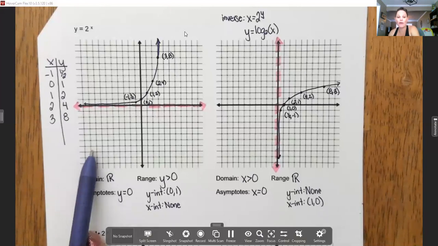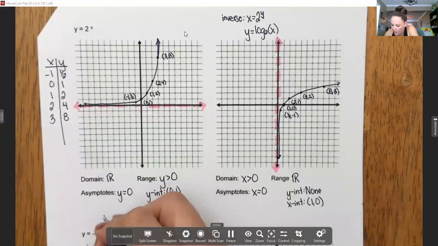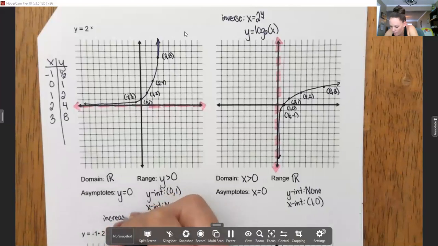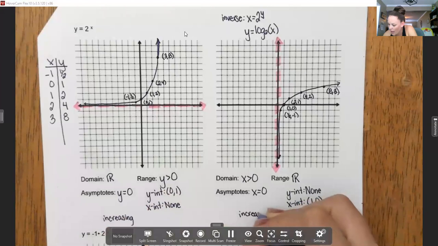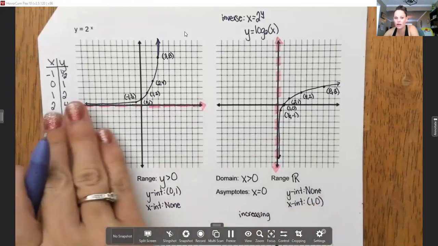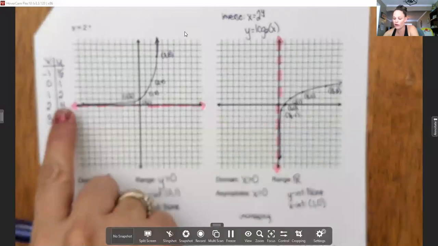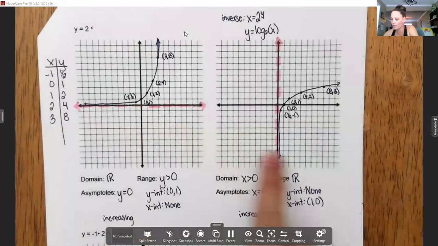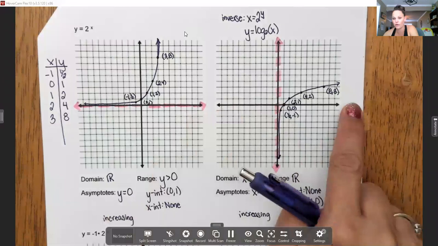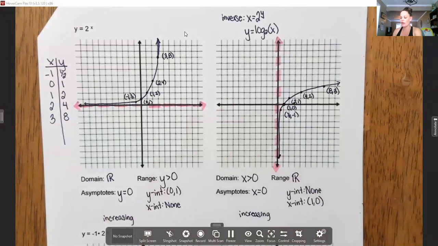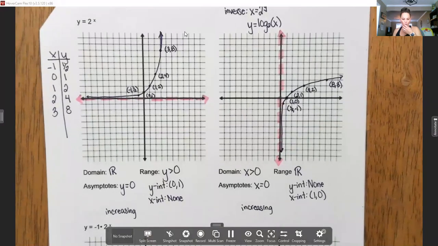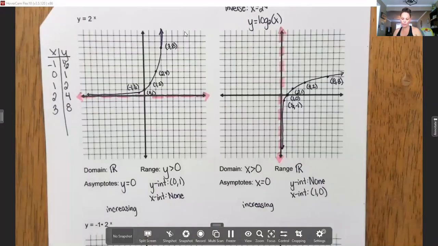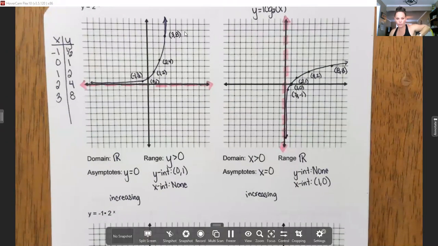I also want to point out that both of these graphs are increasing. So to determine if a graph is increasing or decreasing, as you go from left to right, are you going up or down? So here, as I go left to right, I'm going up. Here, as I go left to right, I'm still going up. So both of those are increasing, even though they're inverses of each other.